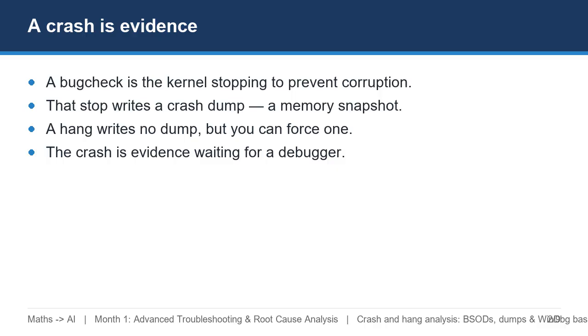Reframe the blue screen. A bug check is the kernel deliberately stopping, because continuing would corrupt the system. That stop produces a crash dump, a snapshot of memory you can read afterwards. A frozen app produces no dump on its own, but you can force one. Either way, a crash is not a mystery. It's evidence, sitting on disk, waiting for a debugger to read it.